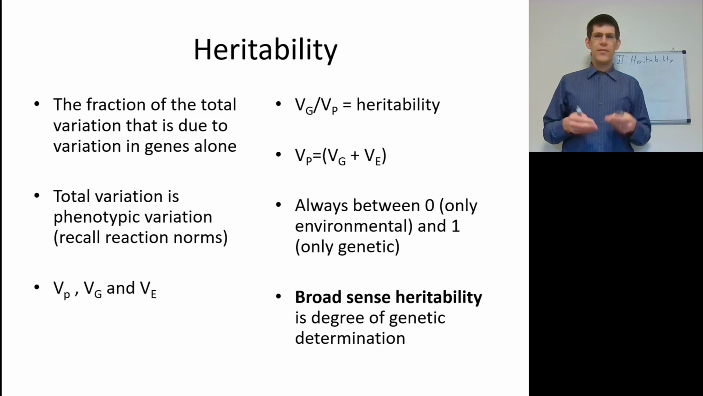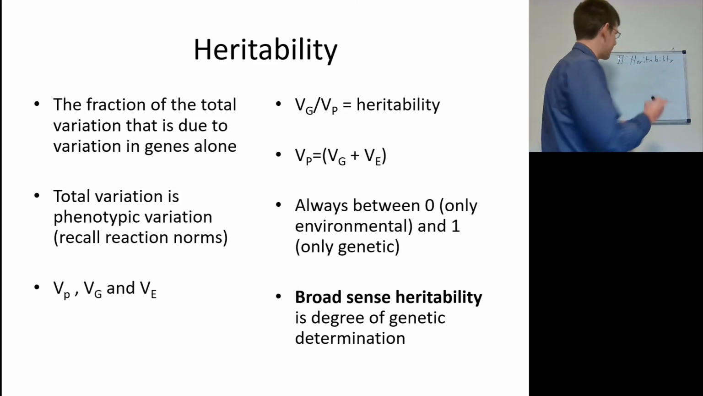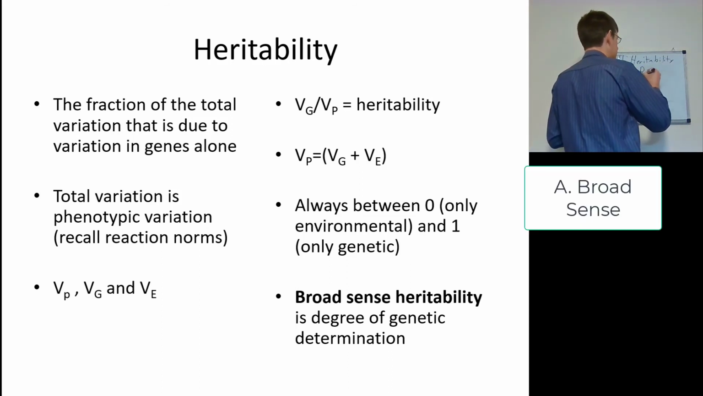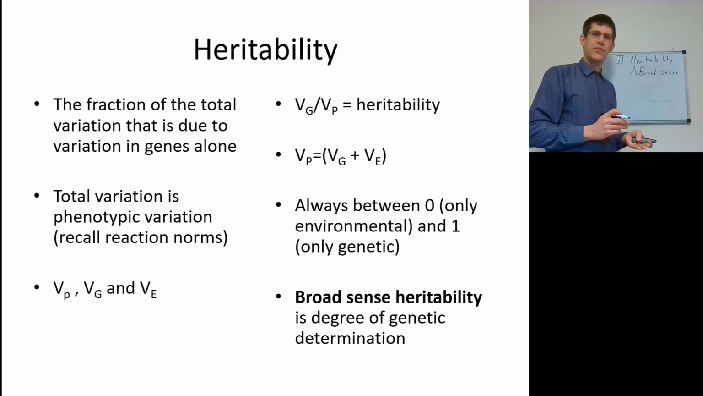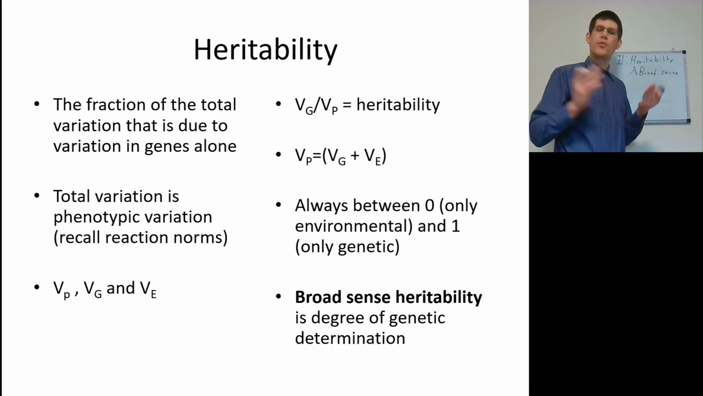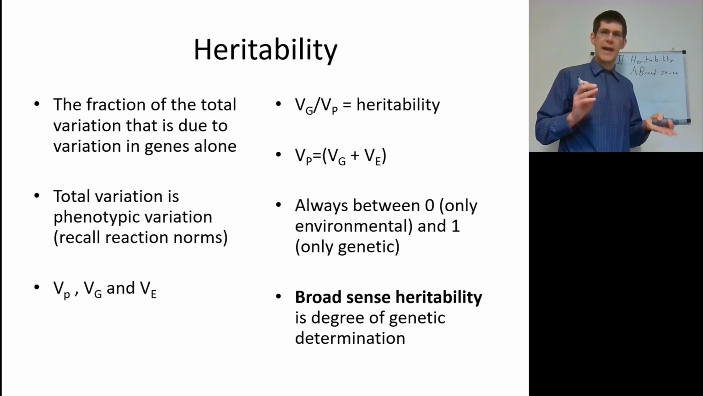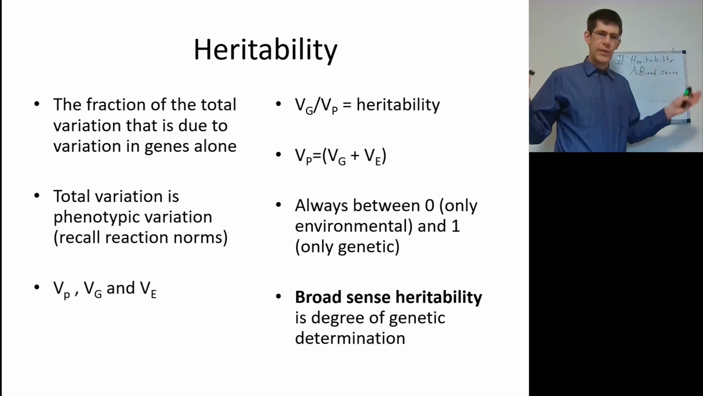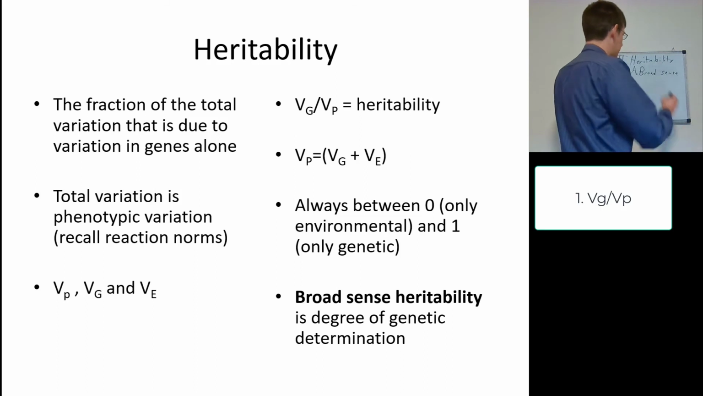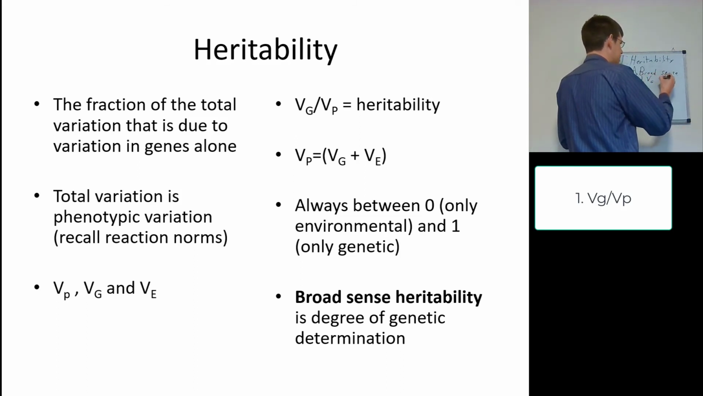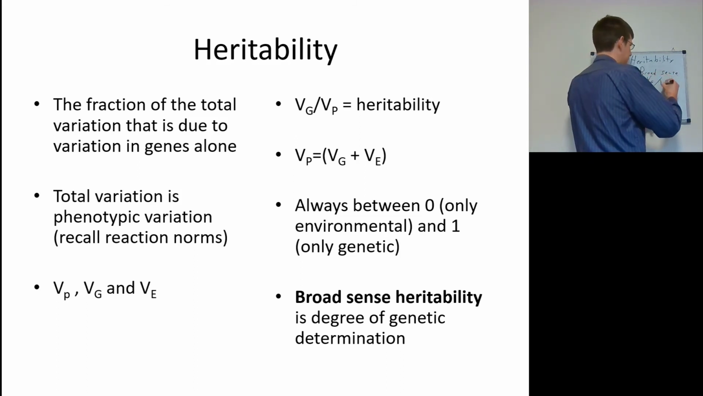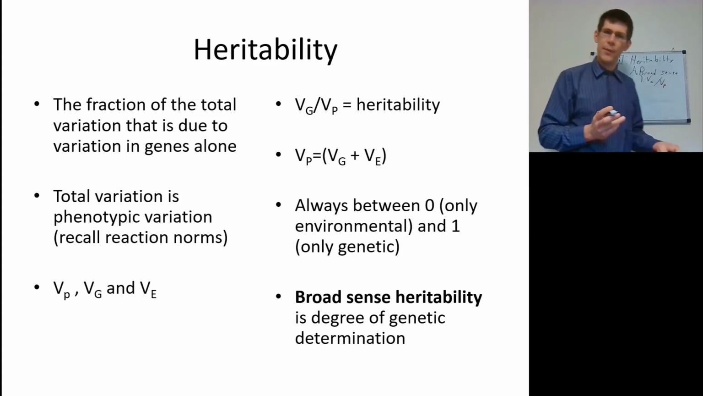All right, so here there is broad sense heritability. Broad sense heritability is looking at the fraction of the total variation due to genes versus due to the environment. The total variation is your phenotypic variation, and that is your reaction norms, like how dark a caterpillar is, whether a gecko is going to lay mostly male or mostly female eggs. You can measure this broad sense heritability as variation in genes divided by the variation in the phenotype.